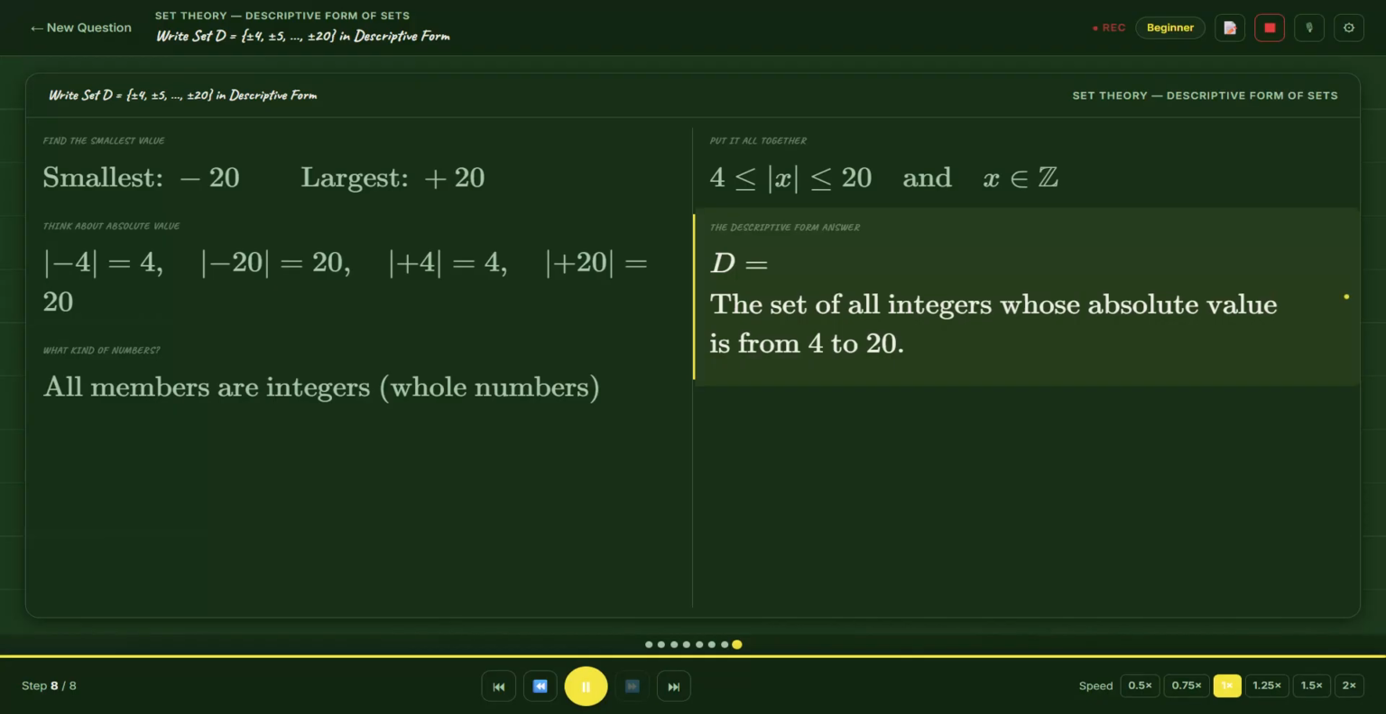And here's our answer. D is the set of all integers whose absolute value is from 4 to 20. That's a nice clean way to say it. It tells us we want whole numbers that are at least 4 steps away from 0, but no more than 20 steps away. Great job.